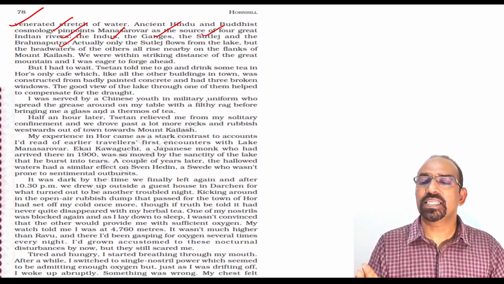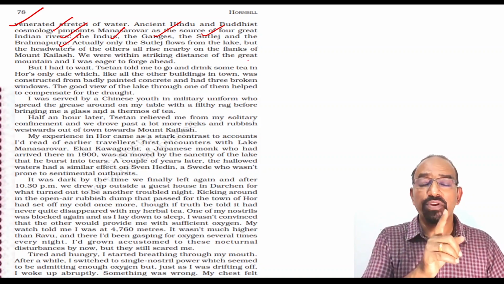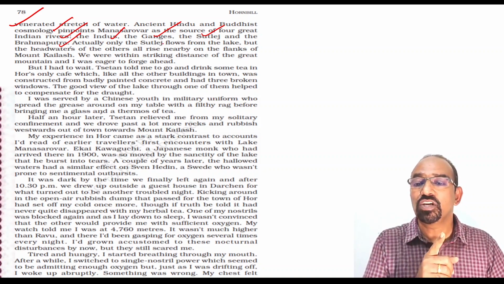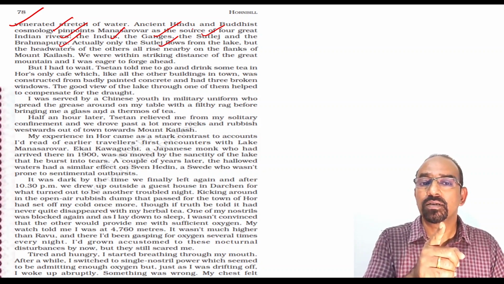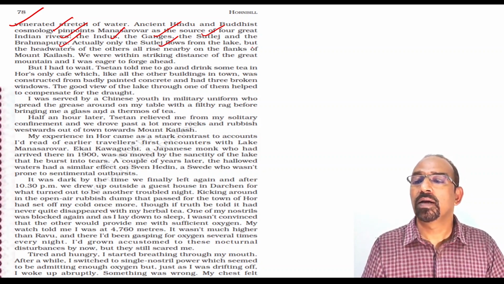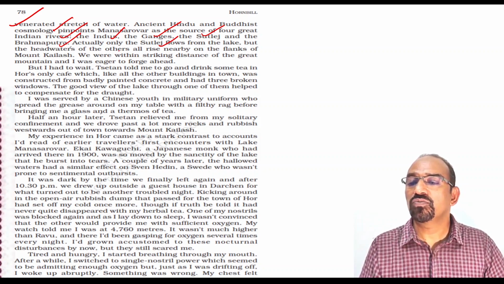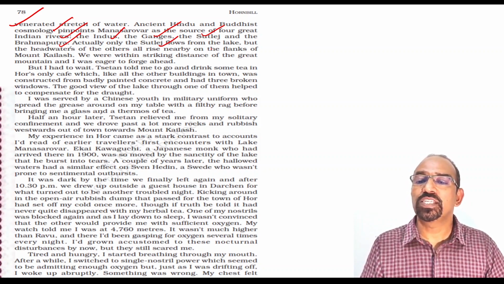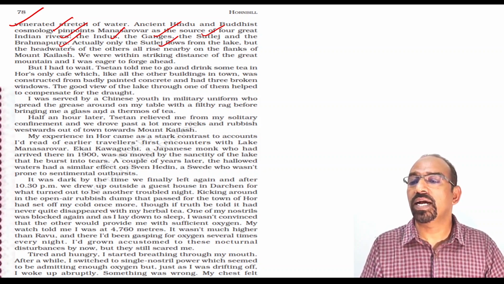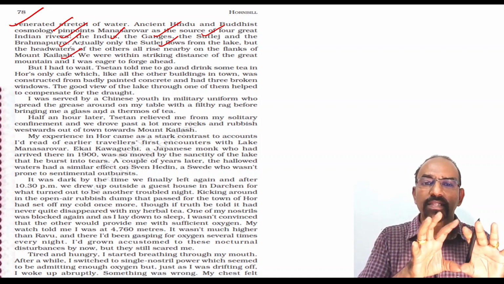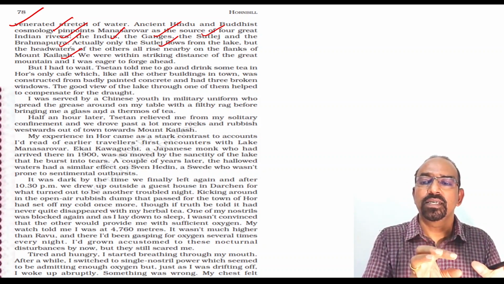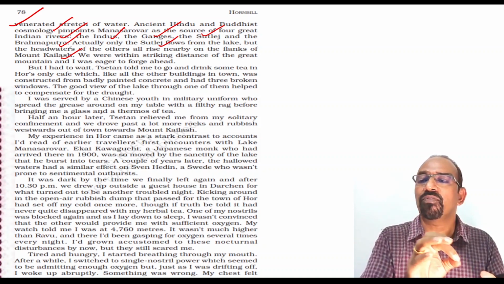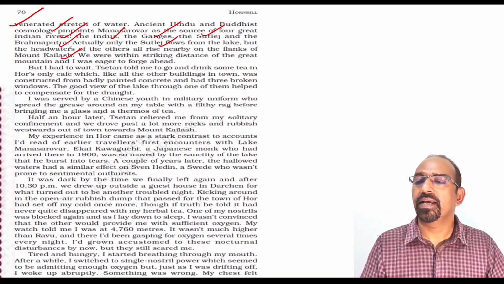Actually, only the Satluj flows from the lake. In reality, the Satluj is the only river that begins at Mansarova. But the headwaters of the others all rise nearby on the flanks of Mount Kailash.